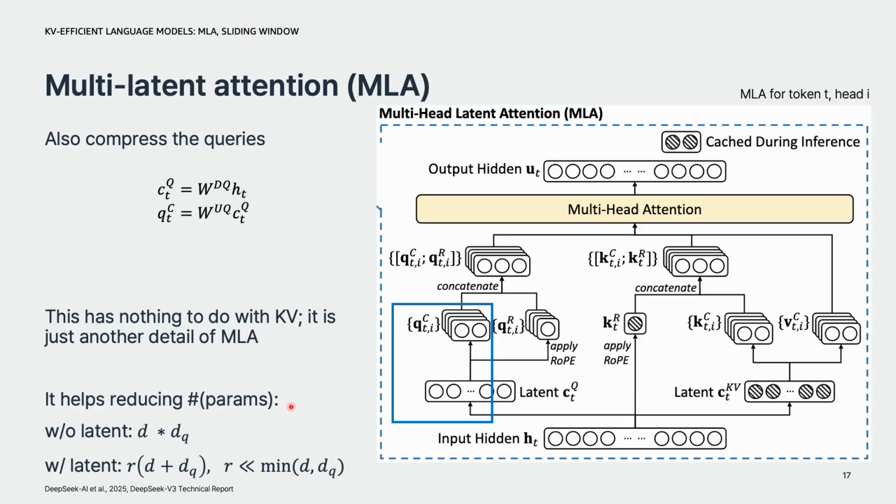And this implementation also helps reduce the number of parameters. If you think about projecting input hidden state H into query Q without latent, it requires d times d_q parameters. Here d represents the dimension of the hidden state, and d_q represents the dimension of the query. But if we use the latent, we only need r times (d plus d_q) parameters. And if r is smaller than d and d_q, this will be a lot smaller than the version not using latent.